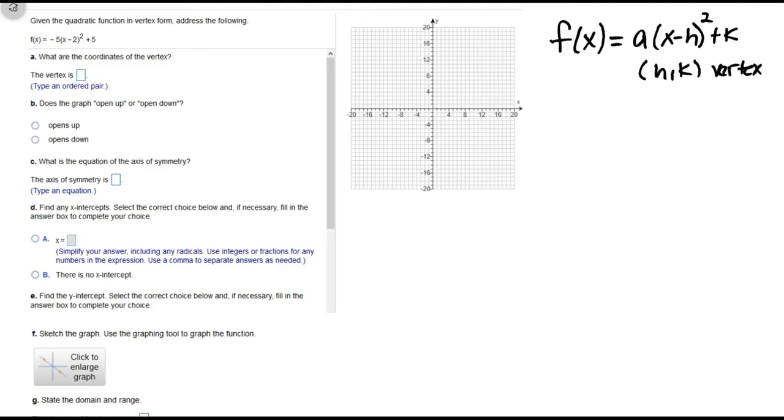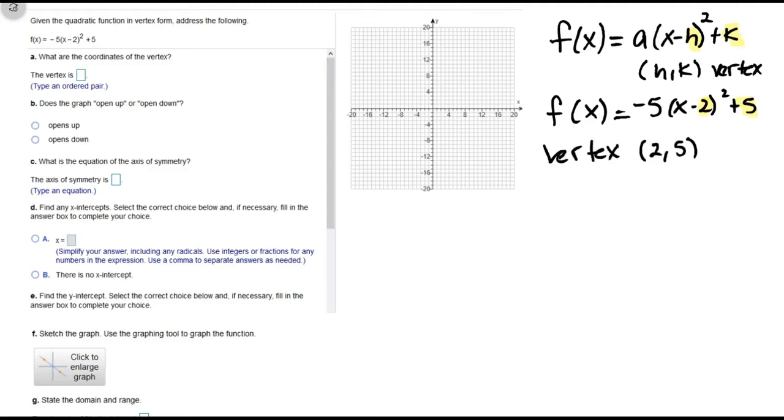Okay. So our function is f of x equals -5 times (x minus 2) squared plus 5. And this 2 is in the same spot as h, and the 5 is in the same spot as k, making our vertex the ordered pair (2, 5).